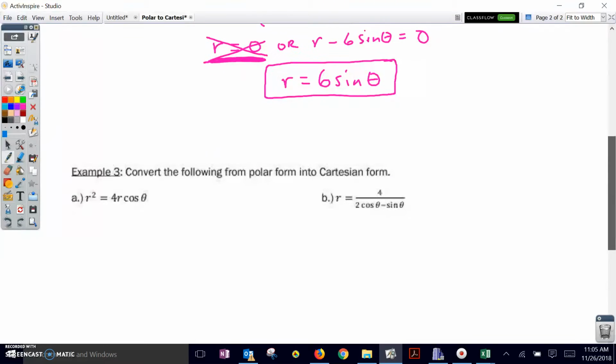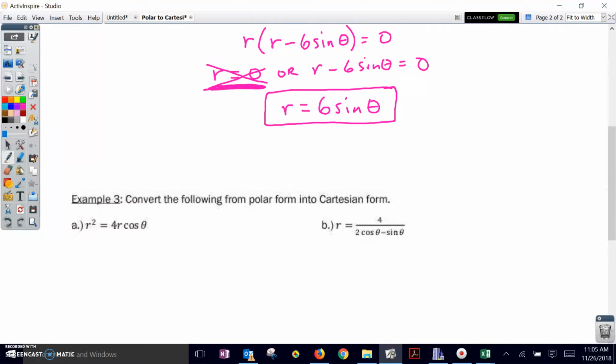Alright. Example 3, convert the following from polar form into Cartesian form. We'll go the other direction here. Instead of Cartesian to polar, we'll go polar to Cartesian. So r squared is equal to x squared plus y squared, and r cosine of theta is equal to x. And so there's a Cartesian equation that represents this polar equation.